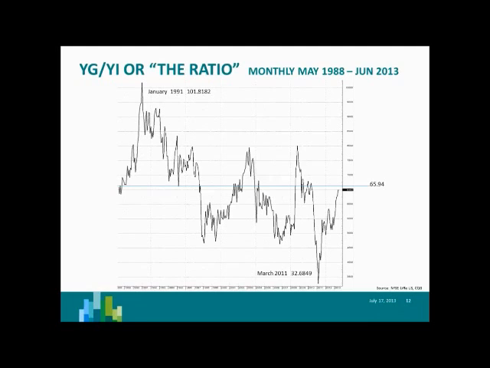But what I think this chart shows is the ratio really moves. A ratio is a bet on which metal will move faster than the other, or which metal will move slower than the other, depending on your position.